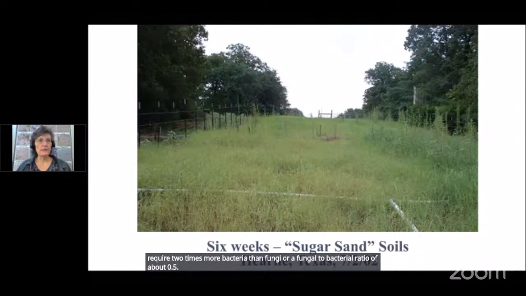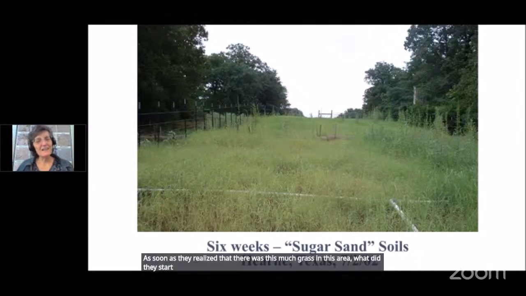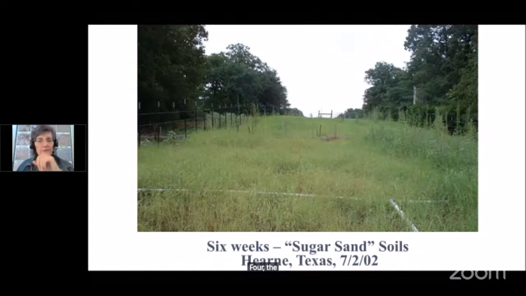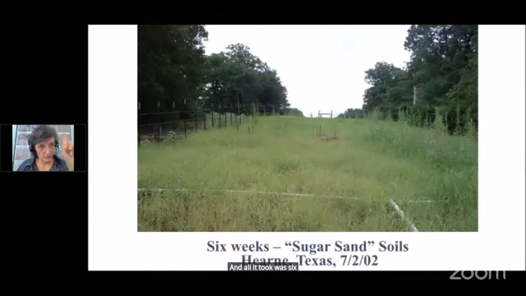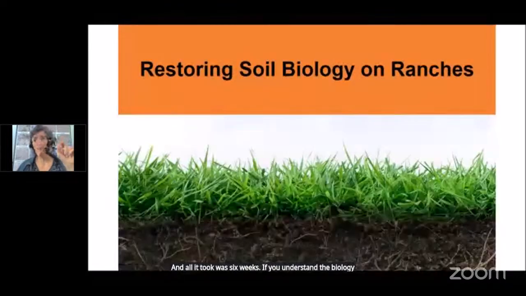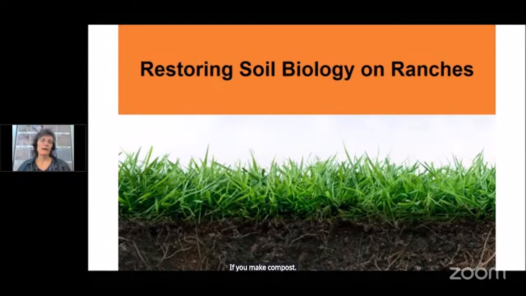As soon as they realized that there was this much grass in this area, what did they start to do? They started putting in the water pipes to bring water to the water troughs for the animals, and they put cattle out here and started grazing cattle. Whereas, would we ever have been able to graze cattle on this? And all it took was 6 weeks. If you understand the biology, if you get those organisms into the system, if you make compost in the proper way, that will get that biology back out in the system.